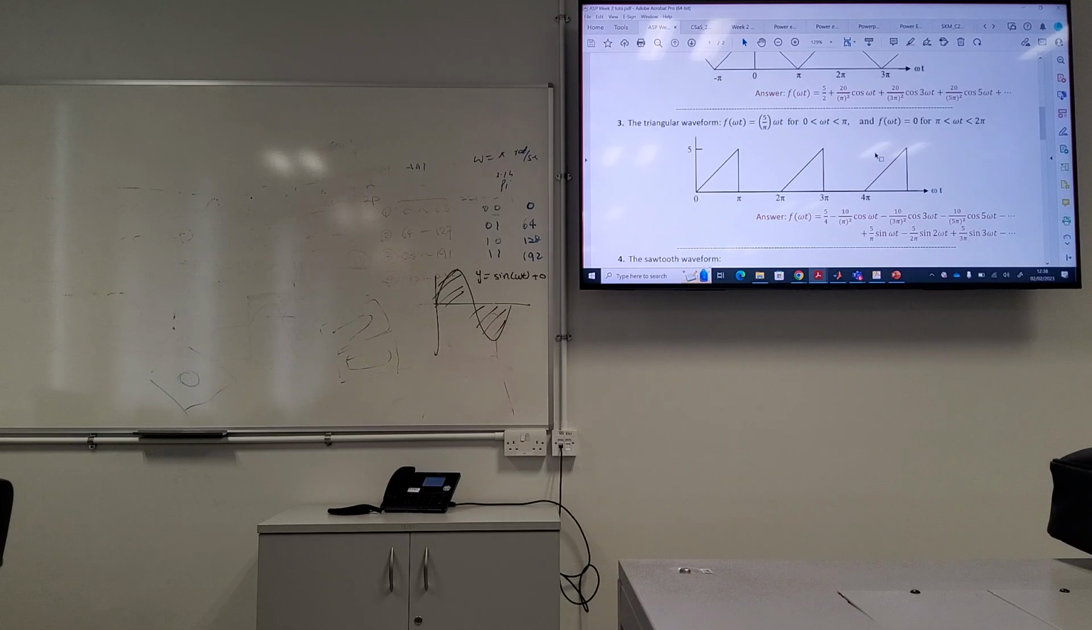Find a naught in your own way using the equation, not through this formula which is area by 2 pi. You know how to calculate a naught, right? a naught equals 1 by 2 pi, integral from 0 to 2 pi of f of t.